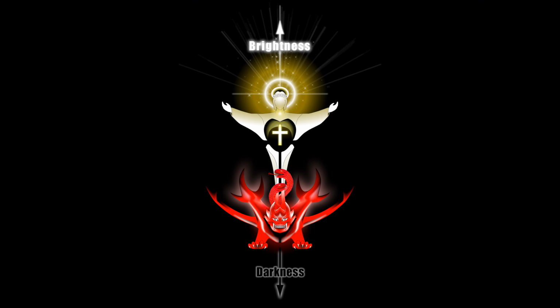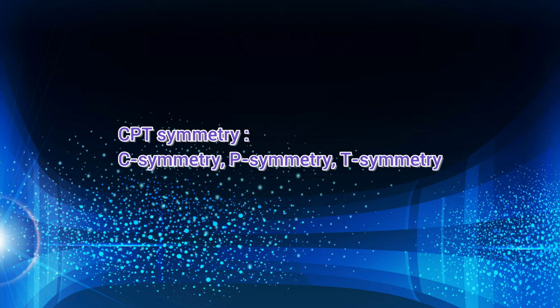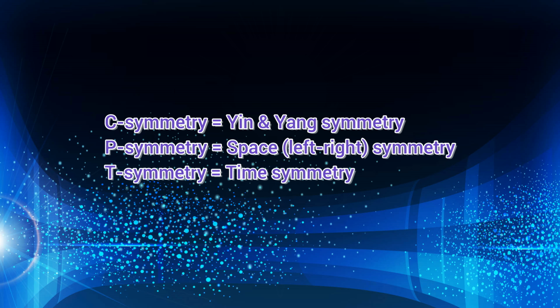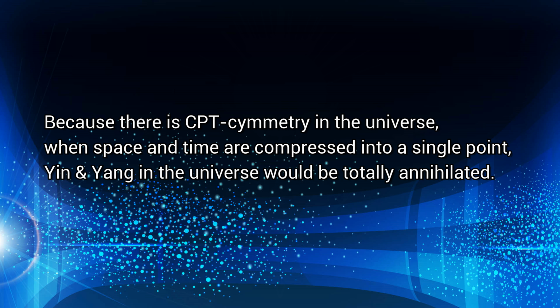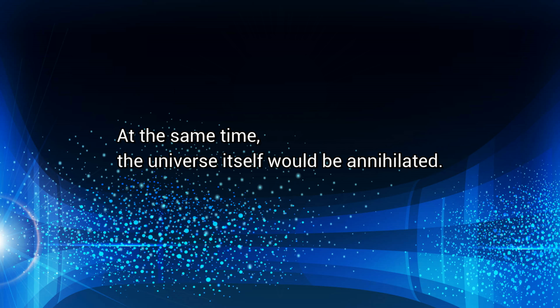CPT symmetry. CPT symmetry is the combination of C symmetry, P symmetry, and T symmetry. C symmetry is the symmetry of yin and yang. P symmetry is the symmetry of space, or left and right, and the T symmetry is the symmetry of time. Because there is CPT symmetry in the universe, when space and time are compressed into a single point, yin and yang in the universe would be totally annihilated. At the same time, the universe itself would be annihilated.